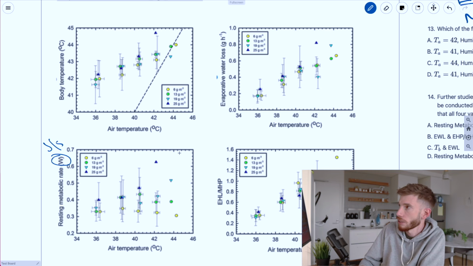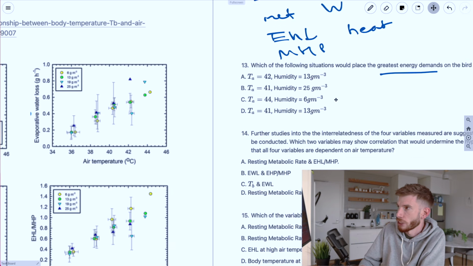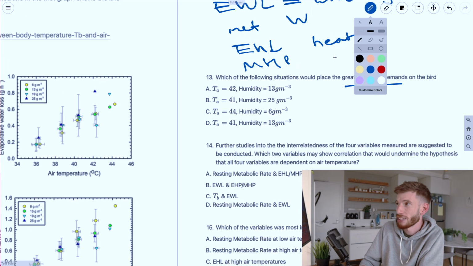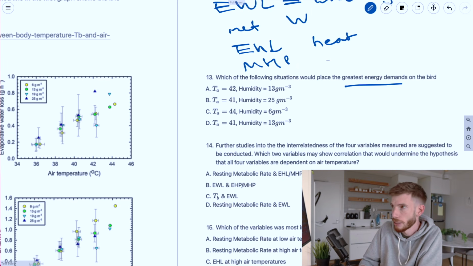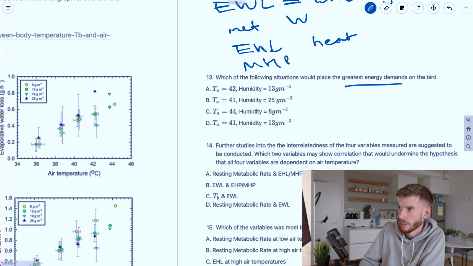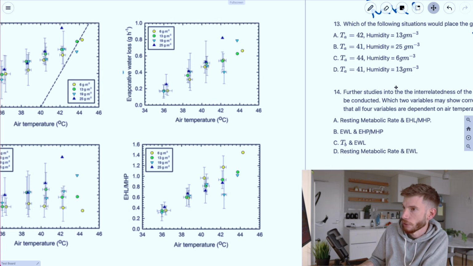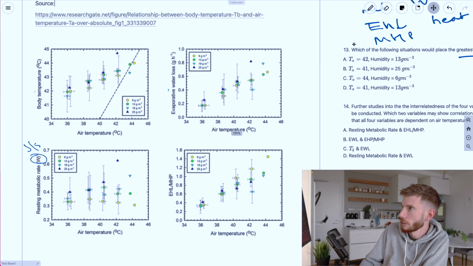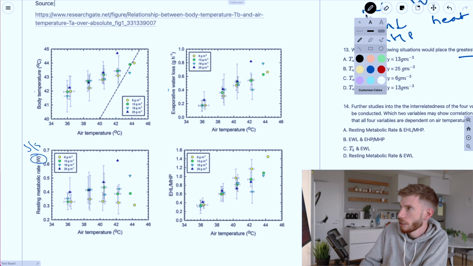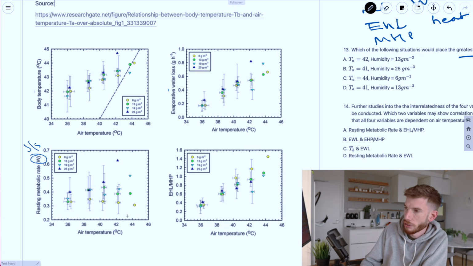So I'm going to look at this graph, and then it says, which of the following has the greatest energy demand? So effectively, which has the highest metabolic rate? We've got a bunch of different ambient temperatures and then different humidities, and we're just going to locate them. So again, this is more of a graph reading one. We've got TA of 42 and humidity 13, and we use the key.